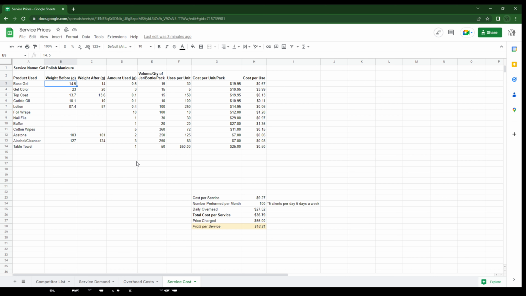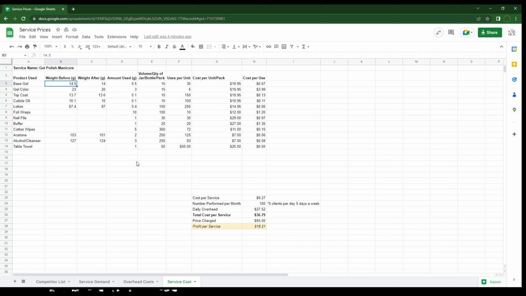You just want a little scale that is sensitive enough to weigh fractions of a gram or fractions of an ounce, because we need it to be pretty sensitive. If we're using something like top coat, and you can imagine one sheer layer of top coat, the weight difference between before and after use is going to be very slight, so we need a sensitive scale that will tell us very small changes in our product. So we're going to weigh our products before we start the service. You can weigh them right in the bottle. It doesn't matter, because we're going to take that bottle and product weight into consideration.